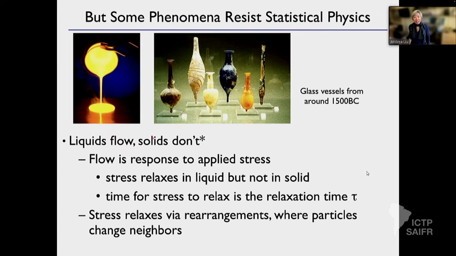So, right, the whole difference between liquids and solids is that liquids flow, solids don't. And what do we mean by that? Well, if we apply a stress to the system, eventually that stress will relax in a liquid. And how does it relax? Because the particles, instead of holding that strained configuration, will change their neighbors. That's how the stress relaxes away. Those rearrangements at the microscopic level, where particles change their neighbors, are the mechanism of stress relaxation. Now, we call the time that it takes for that stress to relax the relaxation time, tau.